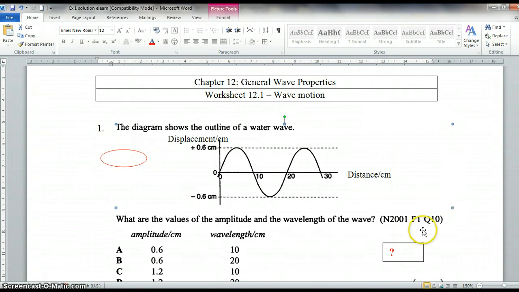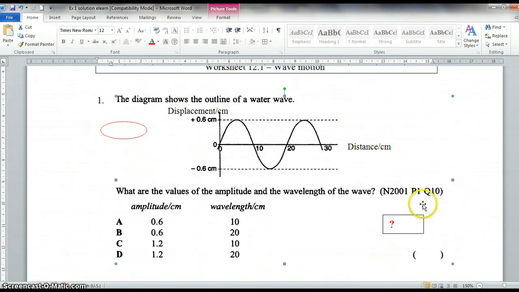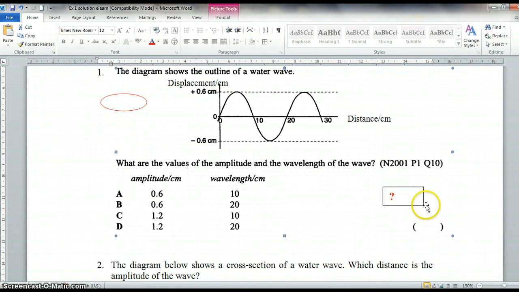Anyway, this is the solution to worksheet 12.1 on waves. Let's go on. Question 1. The diagram shows the outline of a water wave. What are the values of the amplitude and wavelength of the wave?